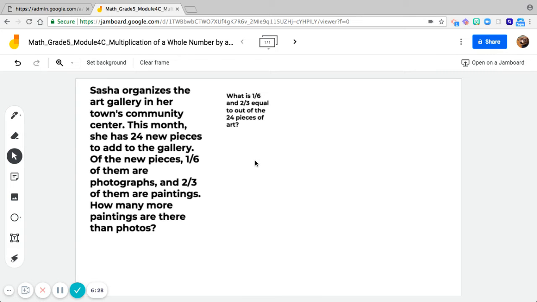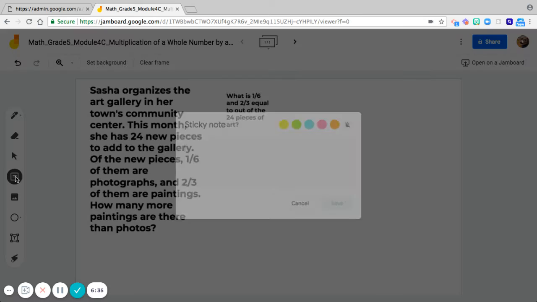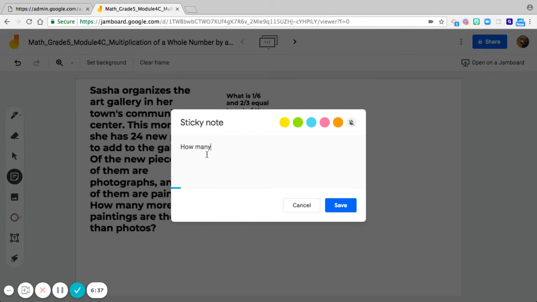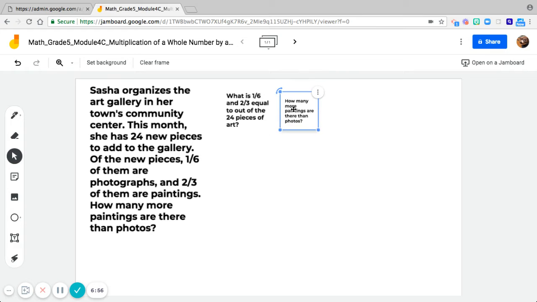Maybe how many more paintings are there than photos, which is what we actually have to find, right? So let's put that question. How many more paintings are there than photos? Okay. So let's slide that question over. Make it a little bigger.